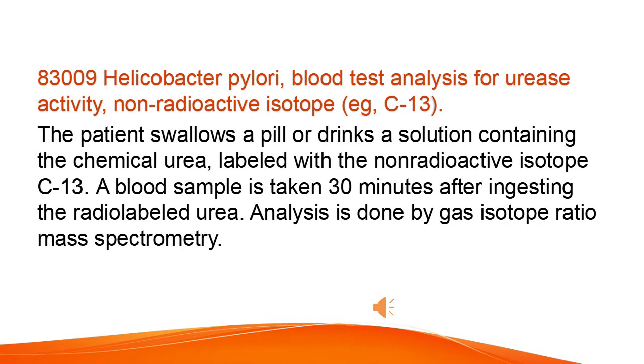Helicobacter pylori, blood test analysis for urease activity, non-radioactive isotope, e.g., C13. The patient swallows a pill or drinks a solution containing the chemical urea, labeled with the non-radioactive isotope C13. A blood sample is taken 30 minutes after ingesting the radio-labeled urea. Analysis is done by gas isotope ratio mass spectrometry.